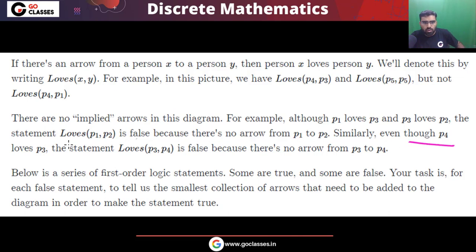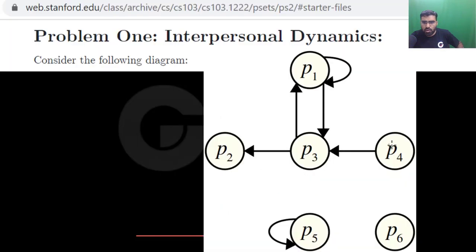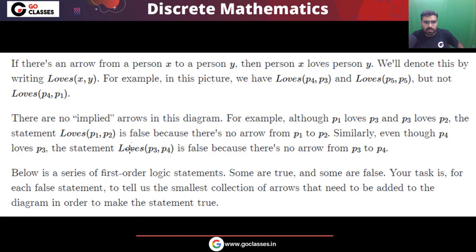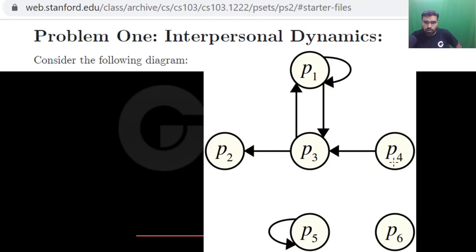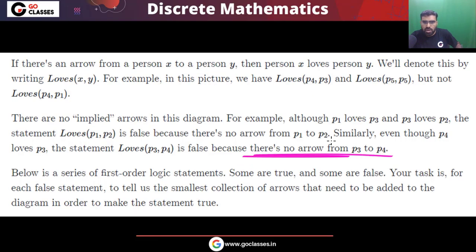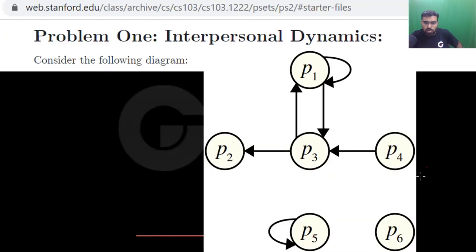Similarly, even though P4 loves P3, because there is an arrow from P4 to P3, you can notice loves(P3, P4) is false. Why? Because there is no arrow from P3 to P4. So loves(P3, P4) is false because P3 does not love P4.